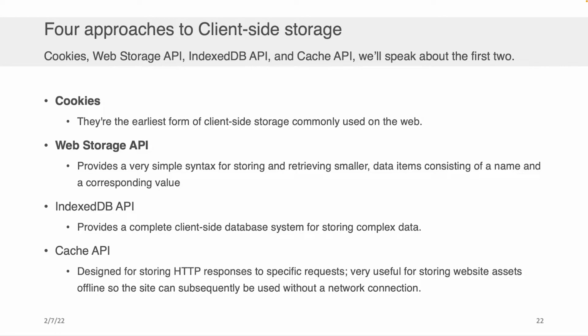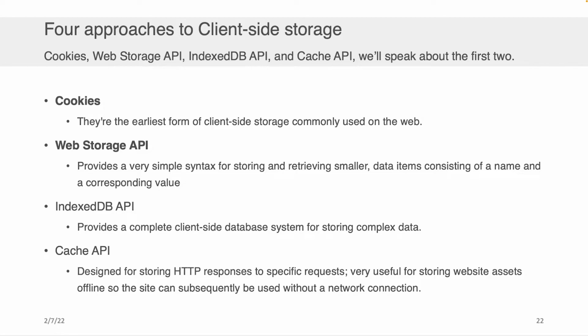The IndexedDB API and the Cache API, which are respectively a client-side database system that's really powerful and a way to sort of store HTTP responses to specific requests. They're excellent tools. I really suggest that you look into them. But I think at this point in our course, there's really only the first 2 that I'd like you to learn. Cookies for kind of historical reasons and so that you're aware.